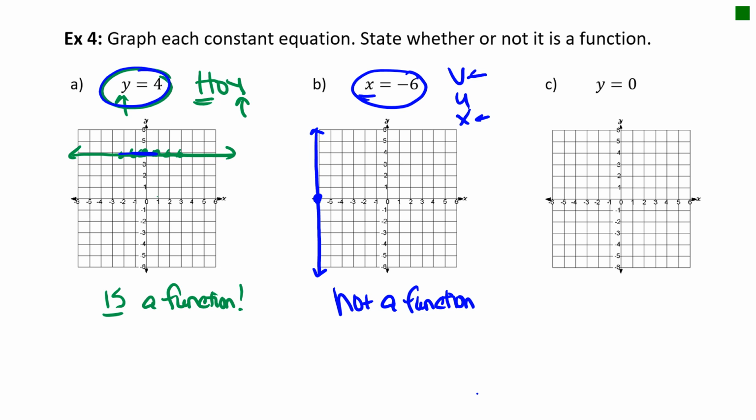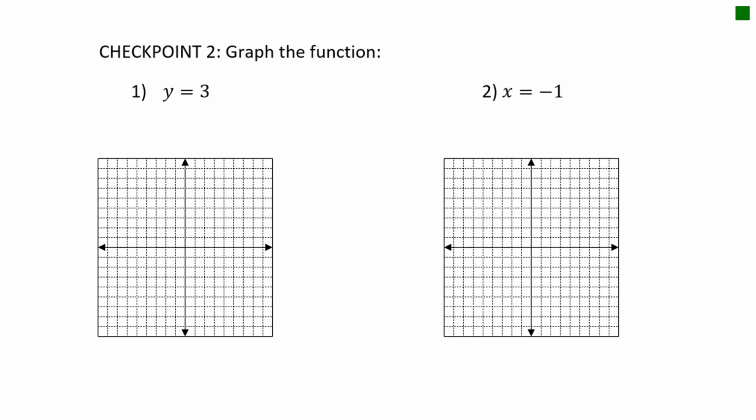Y equals 0, going back to green because it's y. That reminds me of Hoy. The y is where I got that. H tells me it's a horizontal line. Here's where y is 0. Horizontal goes across like the horizon. It is a function. All horizontal lines are functions. All verticals are not. Okay, graph these two functions.